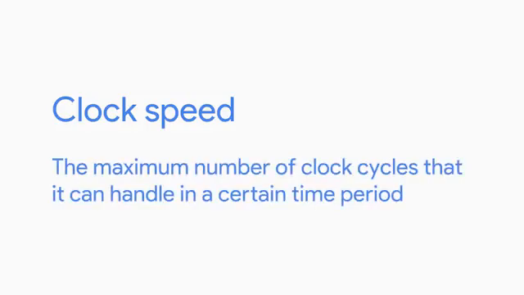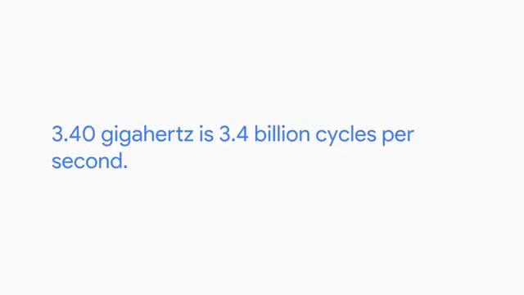If you have lots of data you need to process in a command, you'll need to run lots of clock cycles. Have you ever seen a CPU in the store and it has something labeled 3.4 GHz? This number refers to the clock speed of the CPU, which is the maximum number of clock cycles that it can handle in a certain time period. 3.4 GHz is 3.4 billion cycles per second. That's super fast. But just because it can run at this speed doesn't mean it does. It just means that it can't exceed this number.